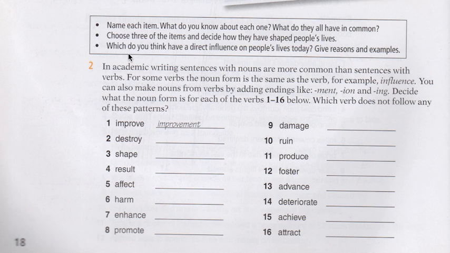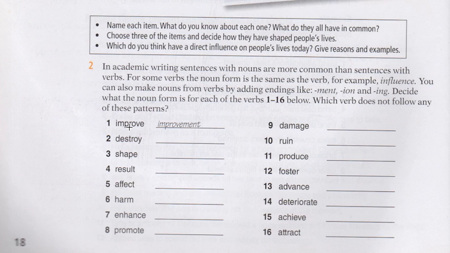I believe this is the ITS 9 document I sent you last time. We have to find, in academic writing, sentences with nouns are more common than sentences with verbs. For some verbs, the noun form is the same as the verb. For example, you can also make nouns from verbs by adding endings like -ment, -ion, -ing. So we need to find the noun from the verb.